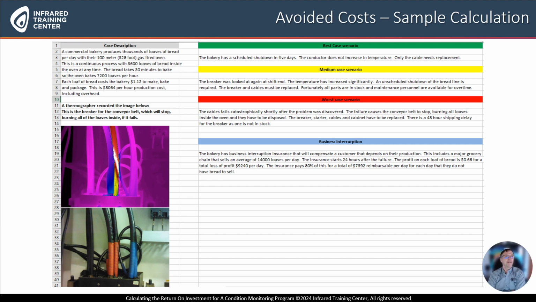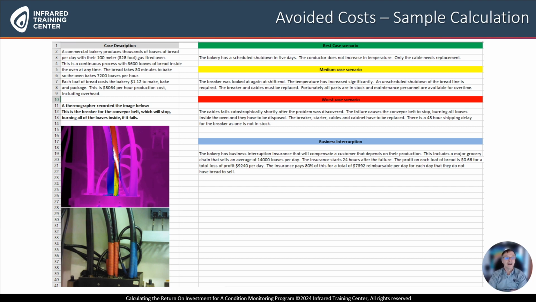A commercial bakery produces thousands of loaves of bread per day with their 100-meter long gas-fired oven. That's a continuous process with about 3,600 loaves of bread inside the oven at any time. The bread takes about 30 minutes to bake, so the oven bakes 7,200 loaves per hour. And each loaf of bread costs the bakery $1.12 to make, bake, and package. So that's their total cost. And I don't know whether these numbers are correct or not. It's just a sample calculation, okay? So let's say this is $8,064 per hour of production cost, including overhead.